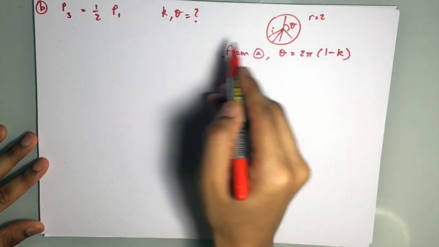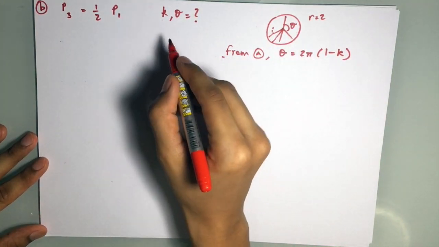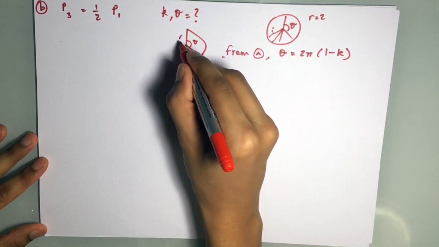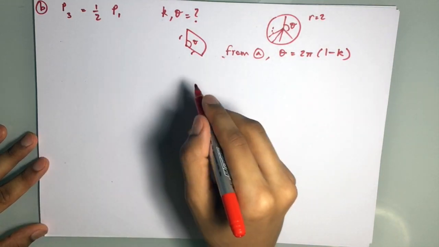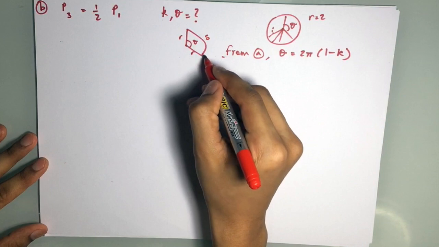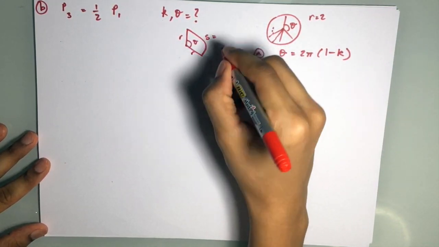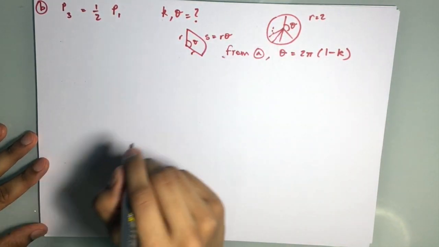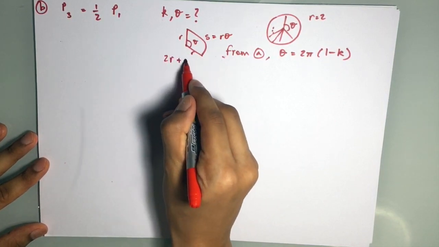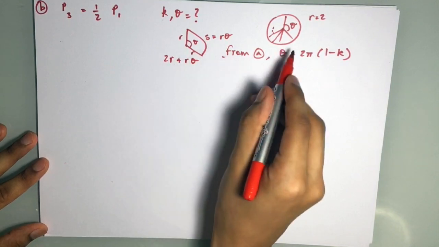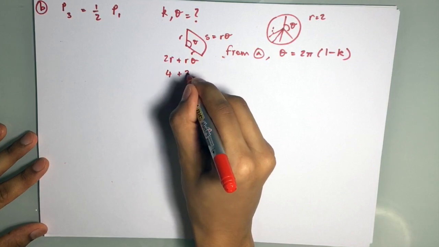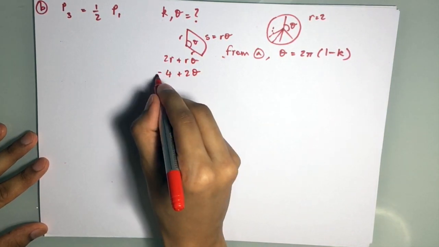So the perimeter of the first sector. The first sector looks something like this, theta with r and r, so r is 2. And this would be S, the arc length, and we know the arc length of a sector equals r theta. So the perimeter would be 2r plus r theta. And we know r in this case is 2, so we can just substitute that. So we get 2 times 2, 4 plus 2 theta as p1.